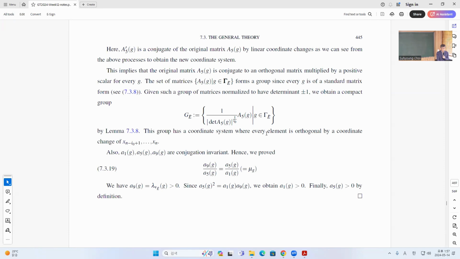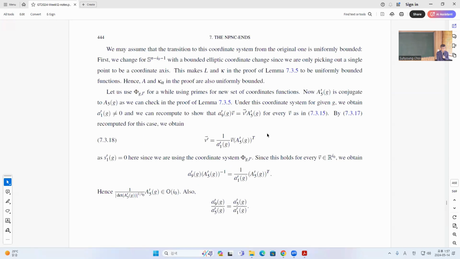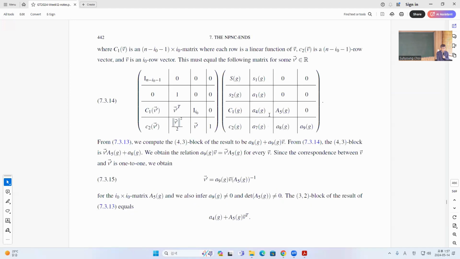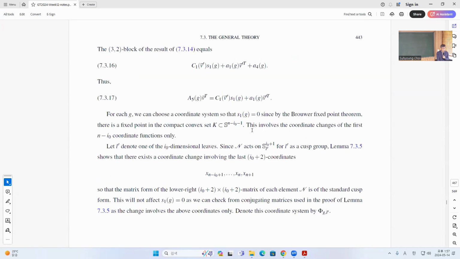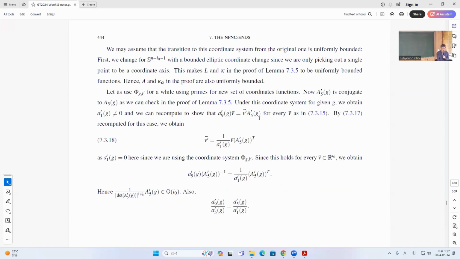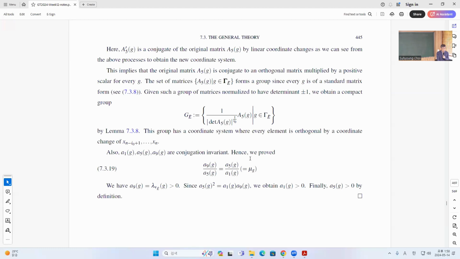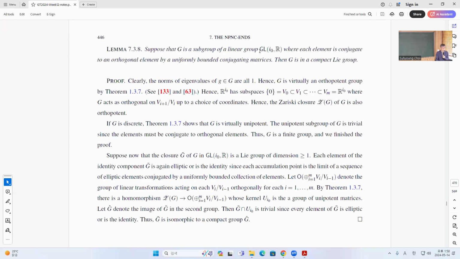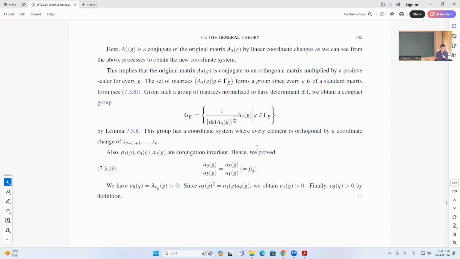Okay, so with a bounded coordinate system, because for each G you can find this coordinate under some sort of bounded change. And then the thing is that if you have some group where each element is conjugate to an orthogonal group by a uniformly bounded conjugating matrix, then G is actually a compact Lie group. Okay, so that's what I'm using here.